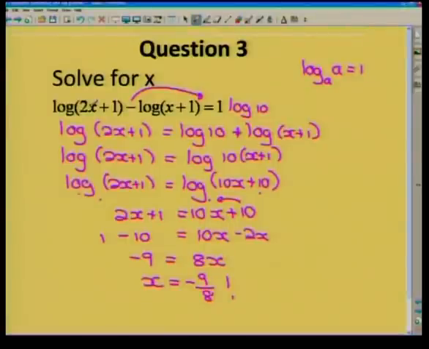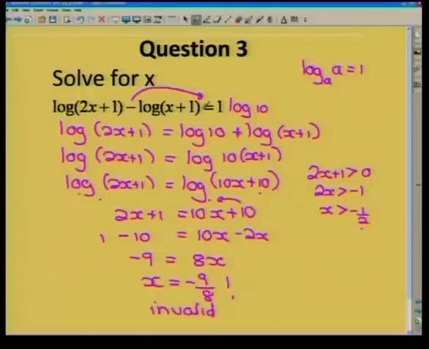What did we do? We took this value and we brought it up here. Let's check it the other way this time. I would say 2x plus 1 must be greater than 0, which means 2x must be greater than minus 1, which means x must be greater than minus a half. Now, minus 9/8 is clearly not greater than that, so this must be invalid.